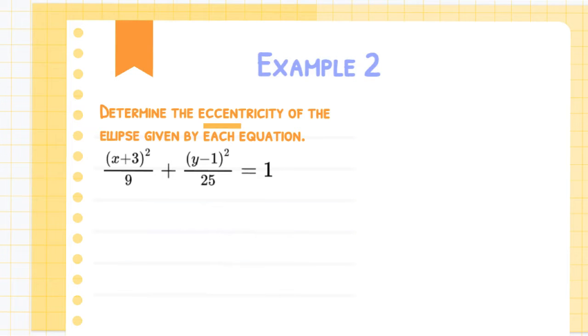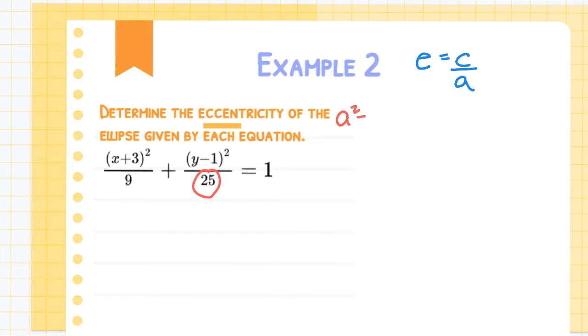Example 2. So here once again we're determining the eccentricity of the ellipse given the equation. So we start off with our formula E equals C over A. We know that we can determine A by using the larger denominator.